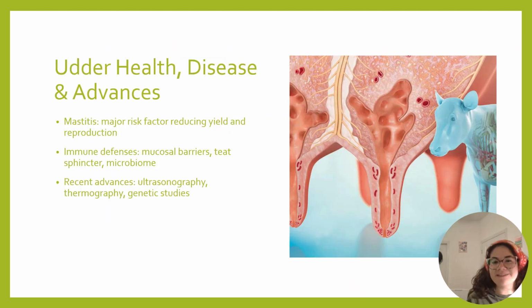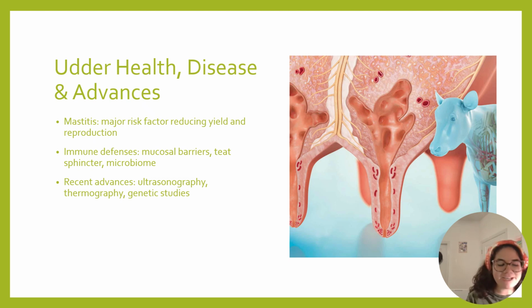And mastitis remains the most significant udder disease, reducing yield and reproductive performance. Anatomical and physiological factors such as teat sphincter function and mucosal barriers contribute to the risk. Advances in ultrasonography, thermography, and genetic studies are providing new tools for diagnosis and prevention, supporting both productivity and animal welfare. And it's super important to find these new ways to deal with mastitis.